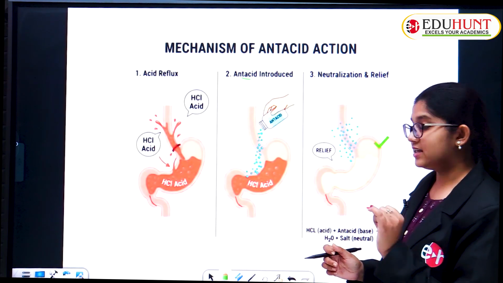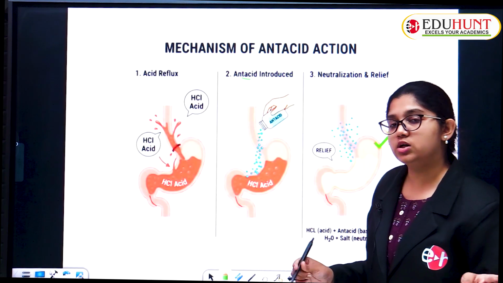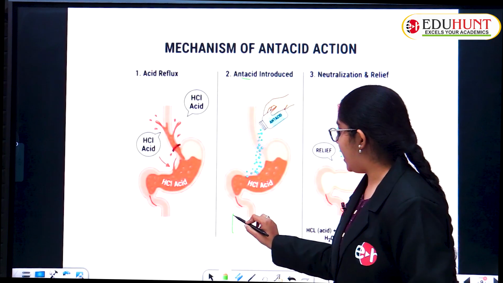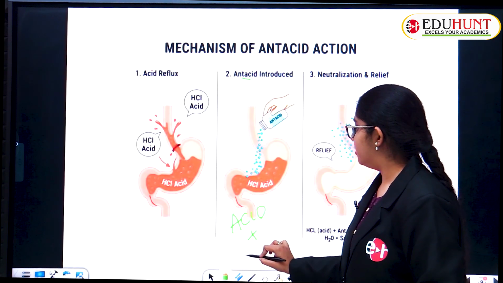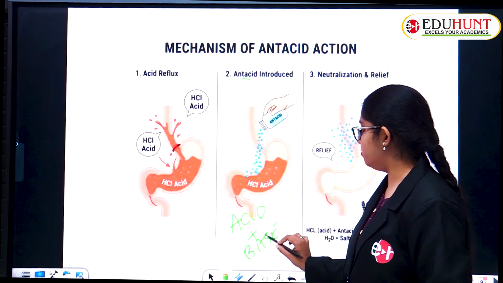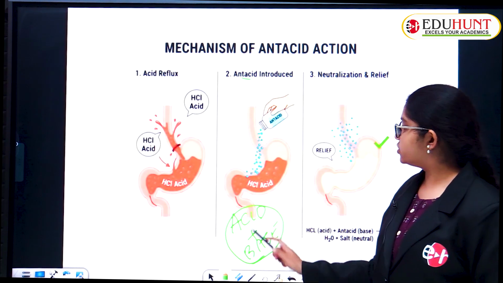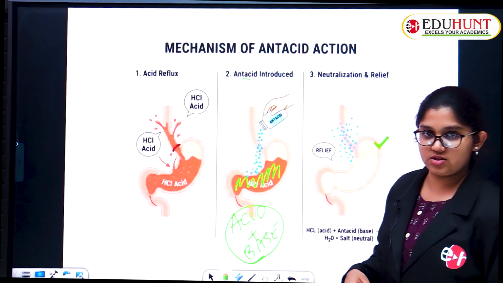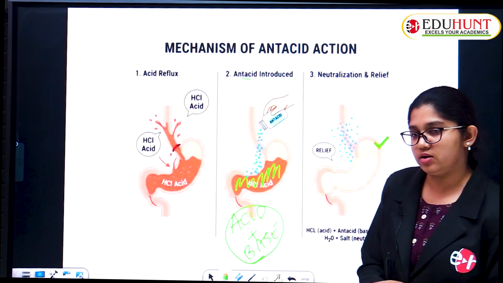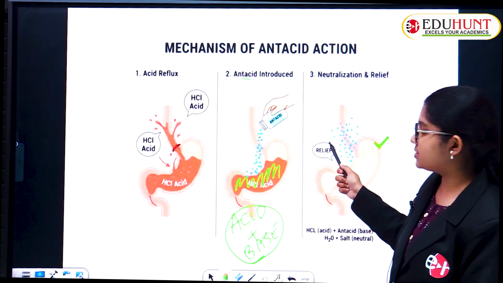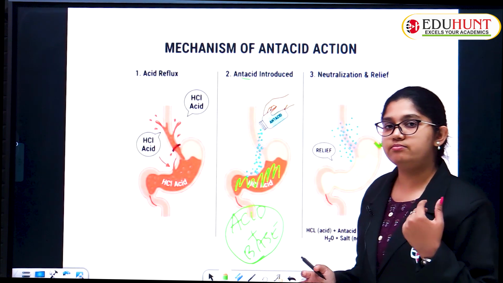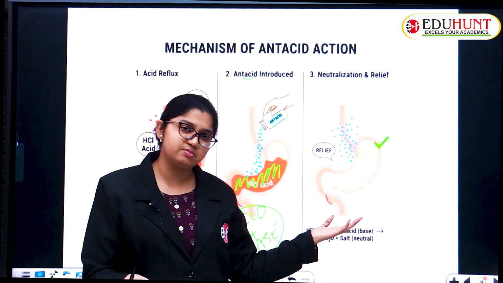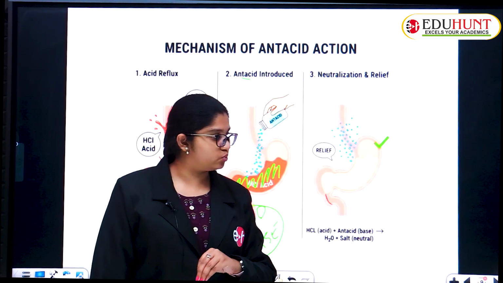There it balances the acid. How? We know acid plus base gives rise to salt and water. Which reaction is that? Neutralization reaction. Acid and base both react and form salt plus water. This antacid comes and neutralizes all the acidic conditions. It balances it, and after that it gives relief. It takes some time, maybe more than 10 minutes, depending on the amount you take.